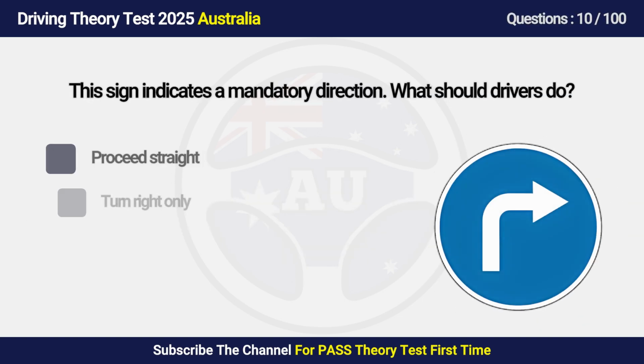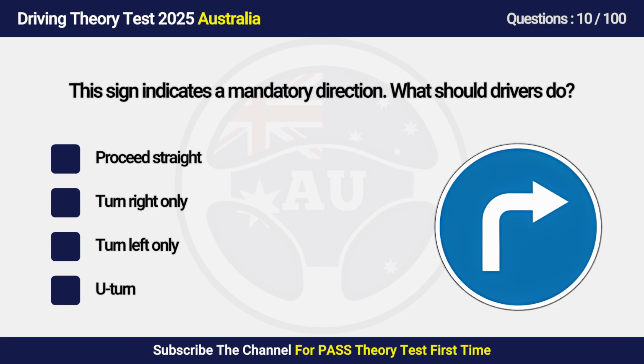Question 10. This sign indicates a mandatory direction. What should drivers do? A. Proceed straight. B. Turn right only. C. Turn left only. D. U-turn.